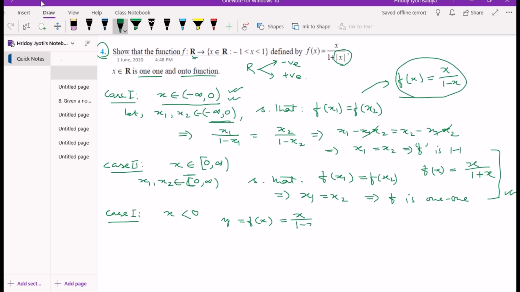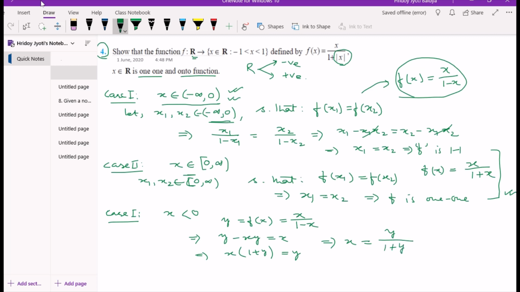So what we do, we try to find out x in terms of y. We'll cross multiply to get y minus xy equal to x. We'll try to find out x in terms of y. So x into (1 plus y) will be equal to y. So ultimately I'll be getting x equal to y upon 1 plus y, right?